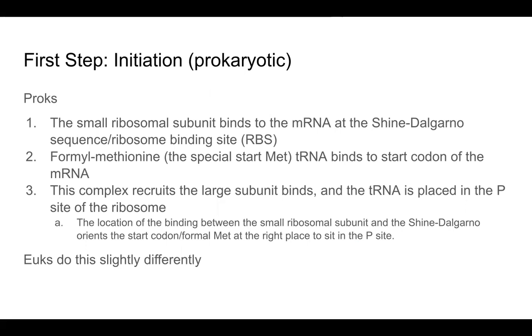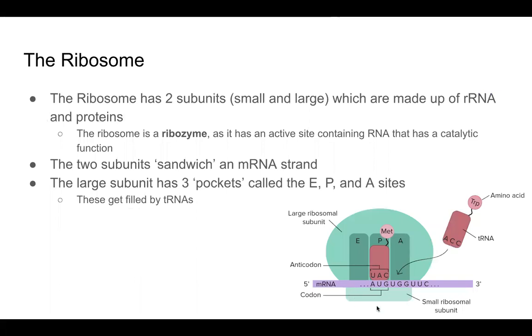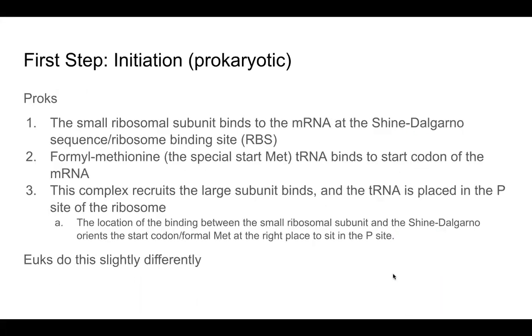So in prokaryotes, the small ribosomal subunit, this bottom subunit right here, binds to the mRNA first at what's called the Shine-Dalgarno sequence, or the ribosome binding site. Shine-Dalgarno sequence and the ribosome binding site mean the exact same thing. It's a specific sequence of nucleotides in the mRNA that the small subunit can recognize and bind to specifically. That first formylmethionine, the tRNA that's carrying that formylmethionine, then binds to the start codon, the AUG on the mRNA.